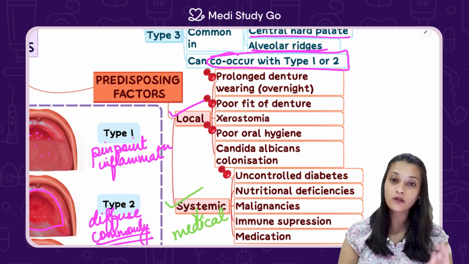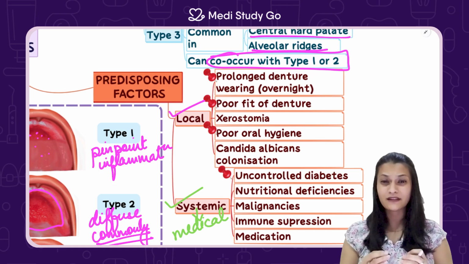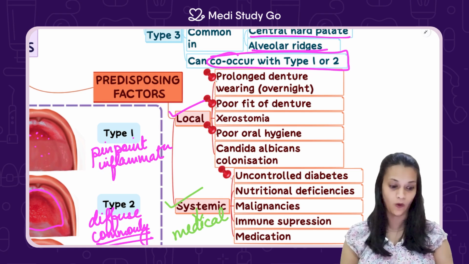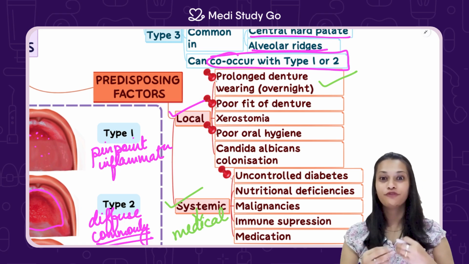So when we talk about the local factors, one thing that is very common is denture patients will sleep with their dentures on, the overnight wearing. Now what is it going to do? Friction.